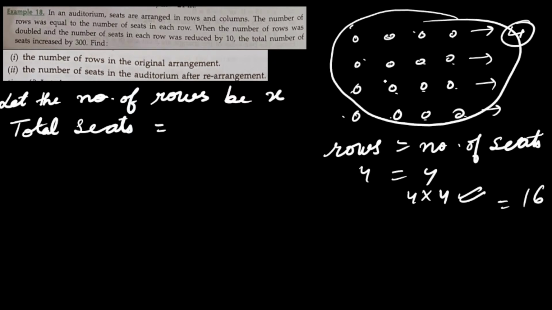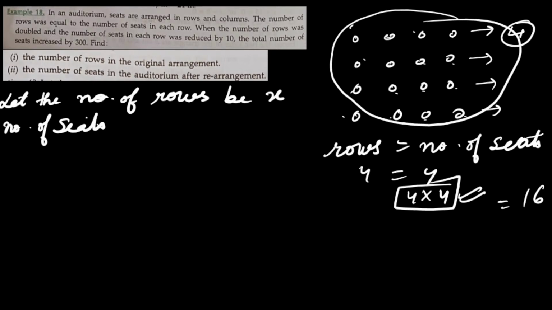But how did we find the answer? We multiplied the number of seats into the number of rows. So whenever they are equal, like this we can find how many total seats are there. The same concept we can apply here also. Here first the number of rows I have assumed x, and the number of seats in each row is also equal to x because it's mentioned they are the same.